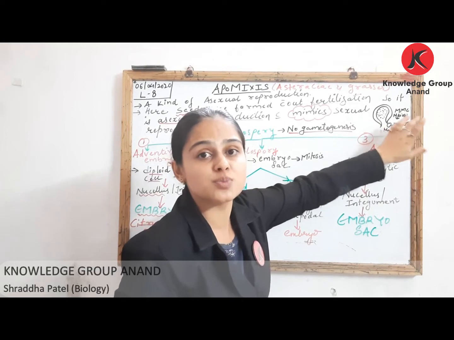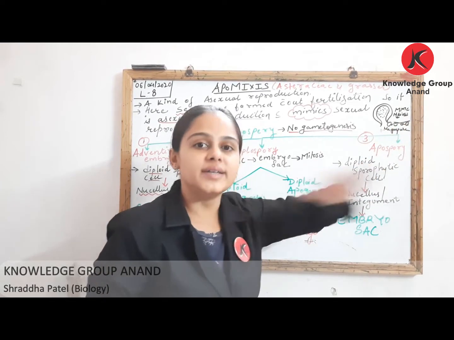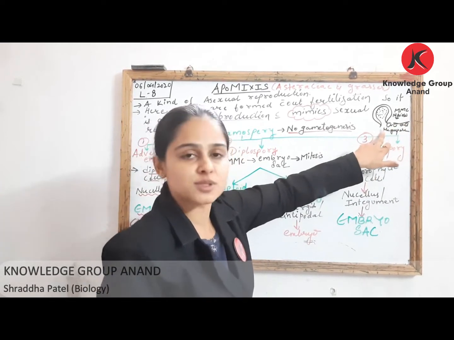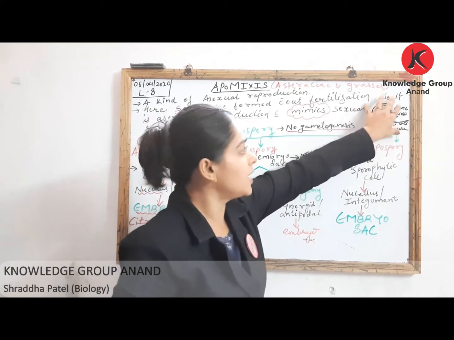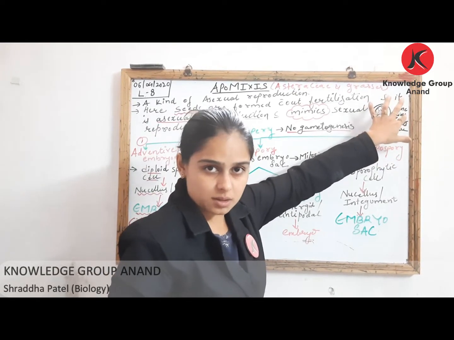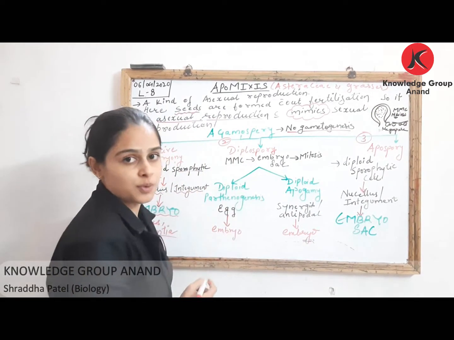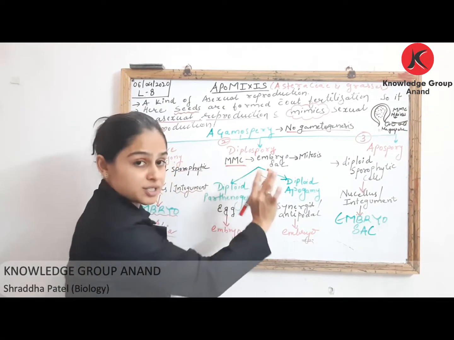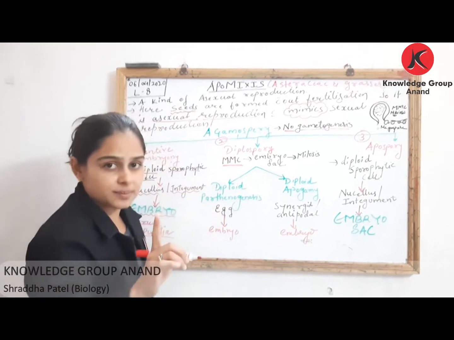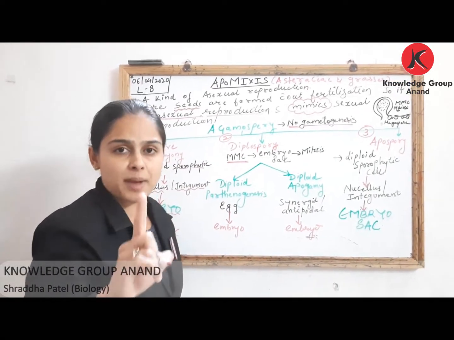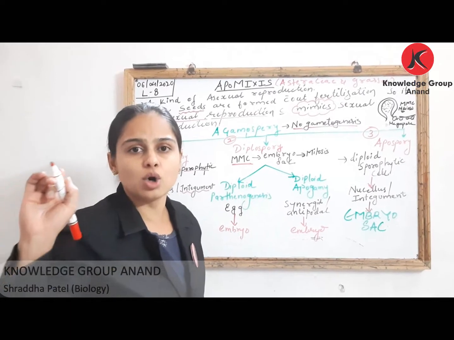ये 4 मेगास्पोर बने, इसमें से 3 disintegrate and 1 becomes functional megaspore. ये normal process है. This is your normal process. Now what happens in diplospory? Can you see this? Yes, nucellus में एक MMC तो बना, but this MMC does not undergo meiosis.